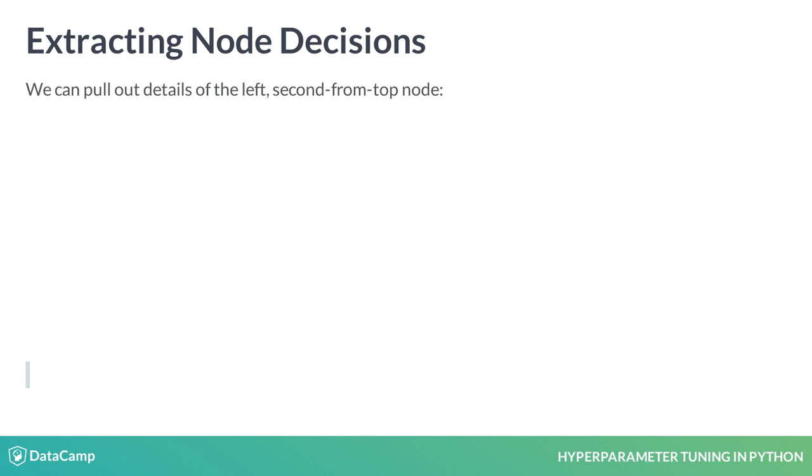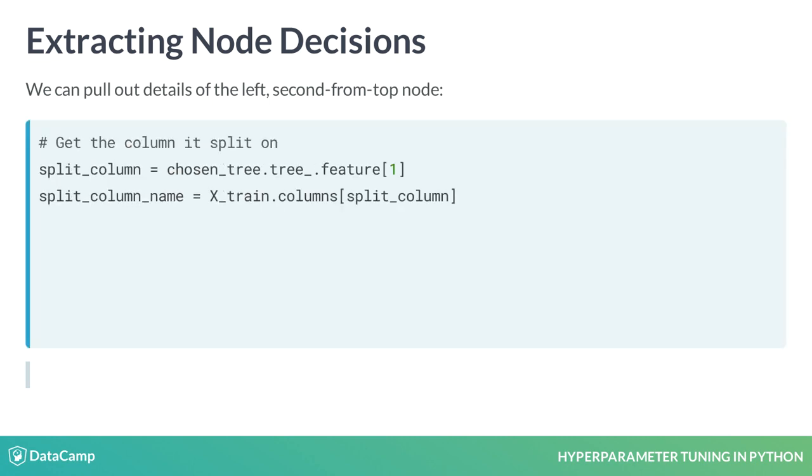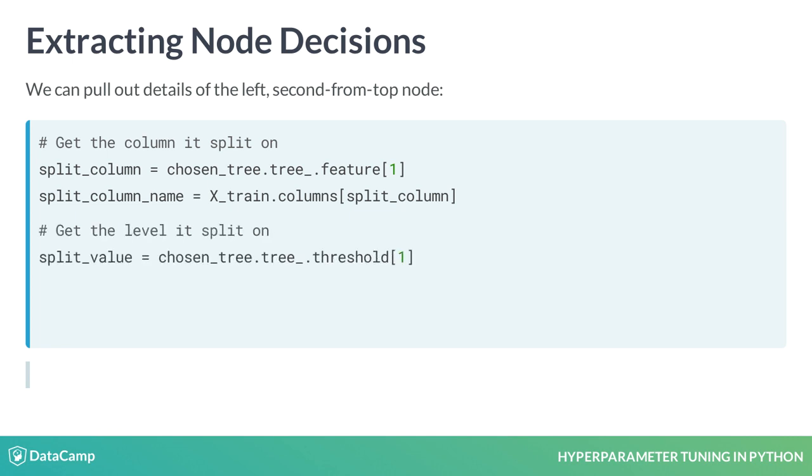Let's say the left second from top node. The tree we pulled out is a Scikit Learn tree object, so we can find the variable it's split on by indexing into the .feature attribute of this tree and matching up with our X_train columns to get the name. The level used to split on is then found in the .threshold attribute, and we can print this out.